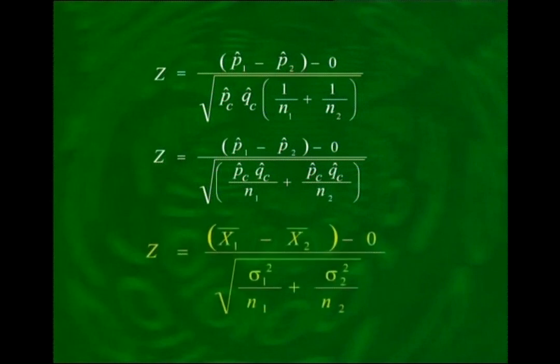And you can see the similarity of this particular formula with the formula which we had in the last lecture, z equal to x1 bar minus x2 bar minus 0 over the square root of sigma 1 square over n1 plus sigma 2 square over n2. The formula that we had in that situation where we were testing H0: mu 1 is equal to mu 2. I would like to encourage you to work on this point on your own and to see that everything is very similar to what we did before.